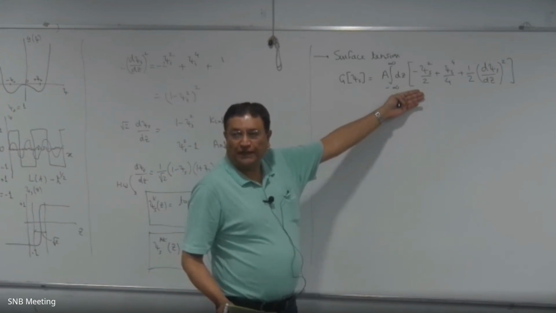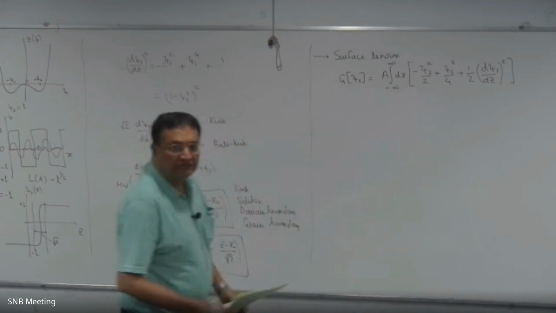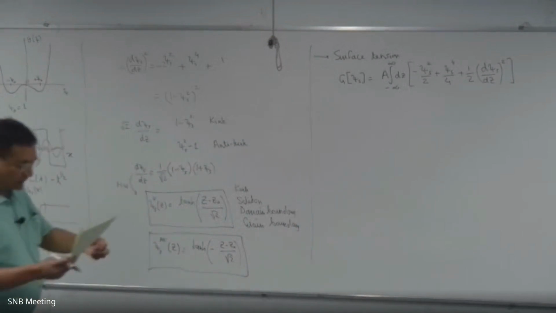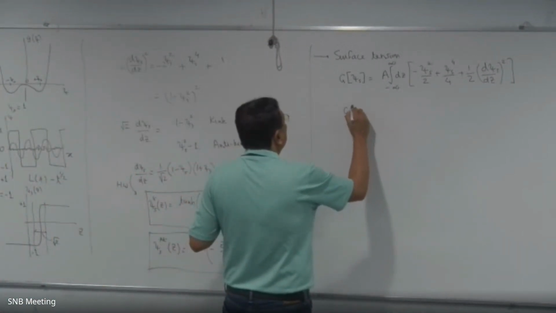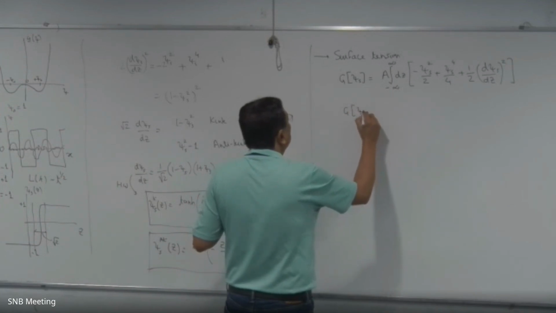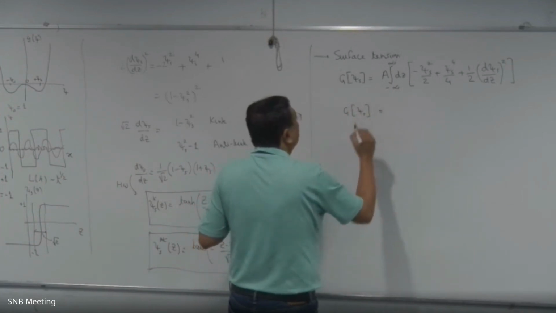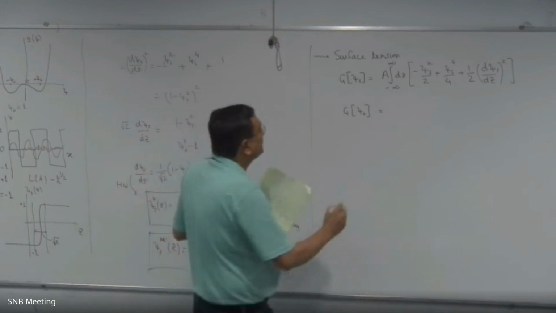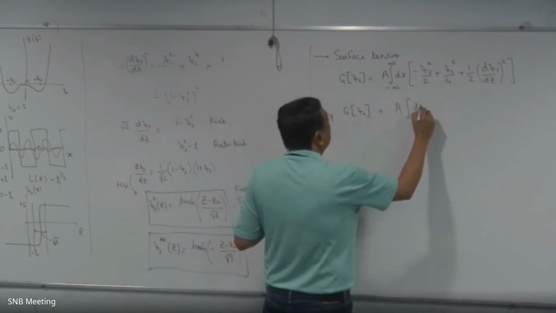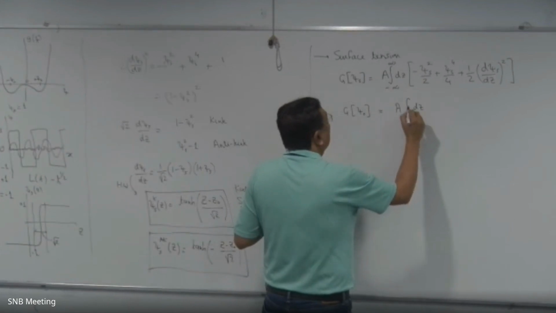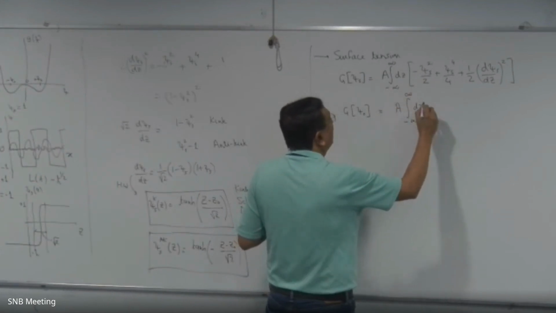Basically, that's all. And you have to compare that with the Ginzburg-Landau free energy for the homogeneous state, which is simply G of psi 0. Let me write it down in the same language because it's convenient. It's A times the integral dz from minus infinity to plus infinity.